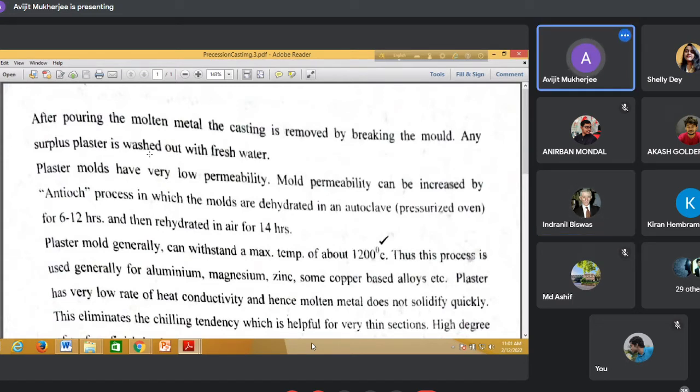Now this plaster mold can withstand a maximum of 1200 degrees centigrade. That's why this is not suitable for ferrous metal, but suitable for non-ferrous metals like aluminium, magnesium, zinc, copper-based alloys, that is softer materials.